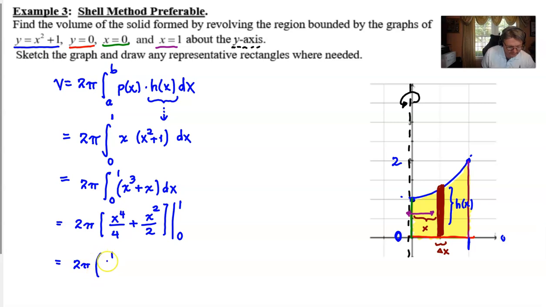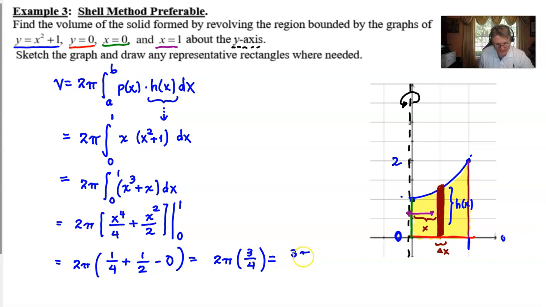And so now we're going to plug in a 1. 1 squared and 1 to the 4th is still 1. And then if we plug in a 0, that's just going to wipe everything out. And so if we get a common denominator of 4, 1/4 plus 1/2 is 3/4. If you want to keep working on this, you could reduce the 2 and the 4, and you would get a final answer of 3 pi over 2.